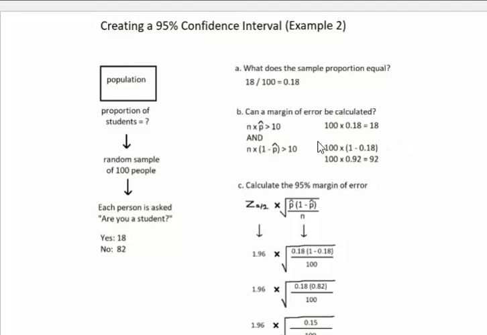It can be calculated. Remember that in this situation, both of them have to check off. That's why the word and is here rather than the word or. So yes, it can be calculated.